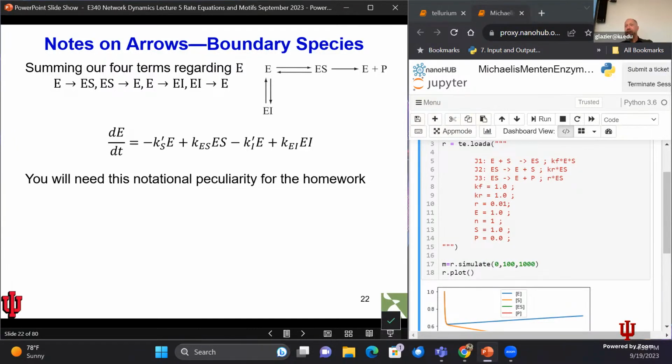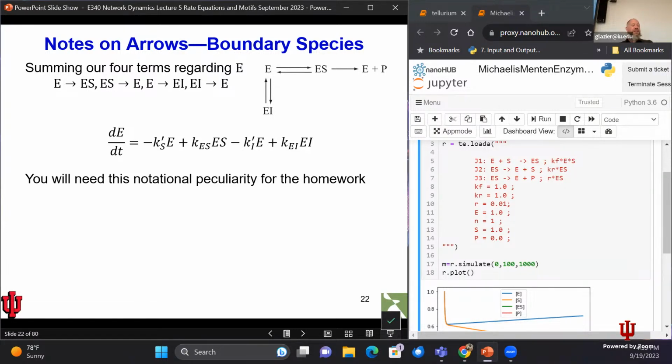In other words, if I give you a set of arrows, I will try to have them all be complete. I won't ask you usually, except in an exercise like this to get used to it, I will not ask you to try to infer those things. When I write an arrow, you'll find that it almost always has a rate on top of it. And similarly, if it's E plus S goes to ES, I will write E plus S goes to ES.